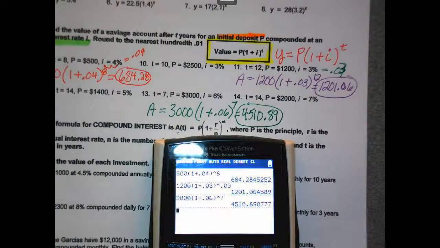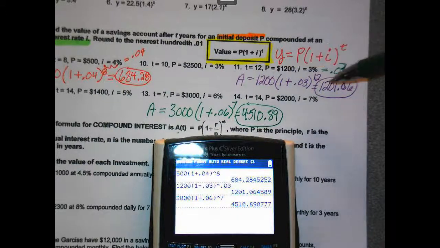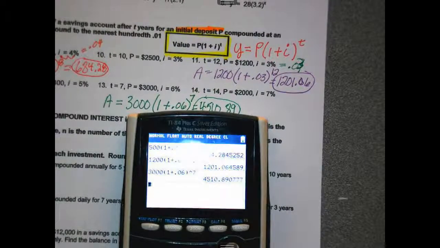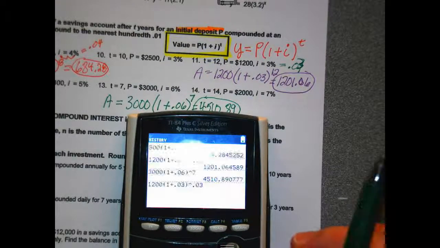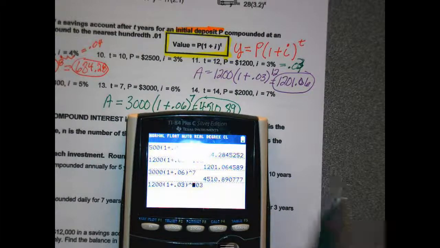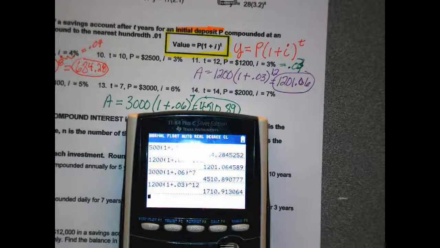Which one? What did I screw up? Oh, yep, I see it. This should be 12, right? 1710.